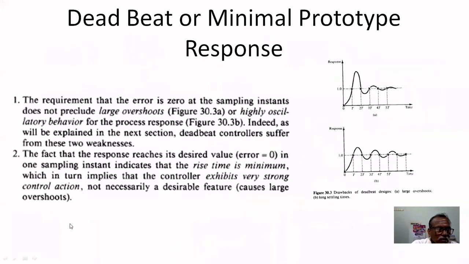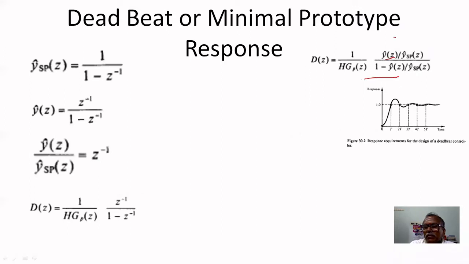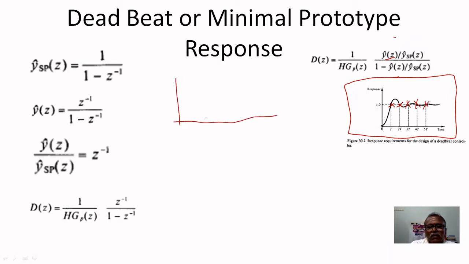The response will be like this. This is the response due to deadbeat. What is the meaning? From the first sampling instant, the output at the sampled instant is one. The assumption made is, this is the assumption made while designing the controller. But what is the actual response? The actual response will start from here. So at the first sampling instant, you are getting one. At the second sampling instant, you are getting one. At the third sampling instant, you are getting one. At the fourth sampling instant, you are getting one.